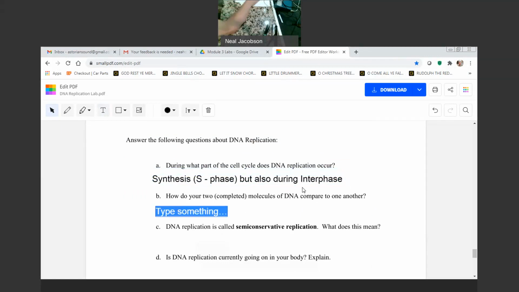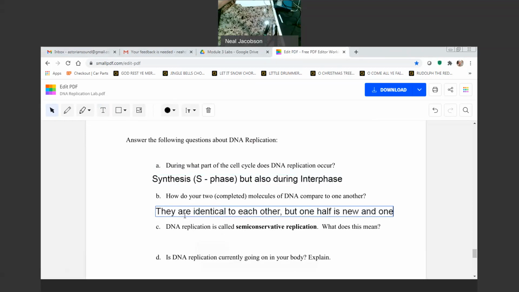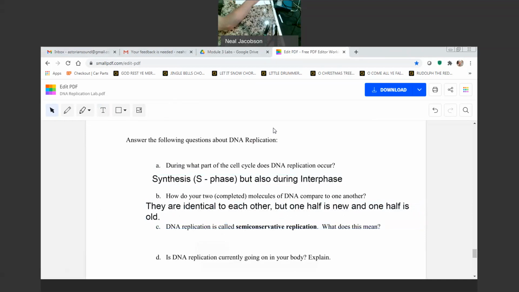And it said, how do they compare to one another? So here, type in. There we go. Okay, they are anti-parallel. Well, two completed molecules, so they are identical. They're identical to each other, but one half is new and one half is old. So that's the semi-conservative model of replication. So basically the next question answers that.